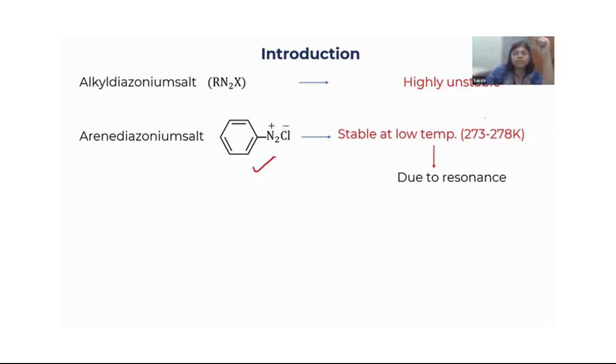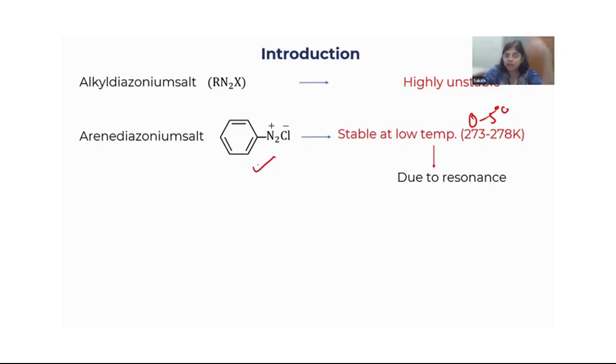What is 273 to 278 Kelvin? That is 0 to 5 degrees Celsius. And even in the laboratory, the reaction is done under cold conditions to prepare the benzene diazonium chloride. We take all the reactants, mix them, and put it in an ice bath. Then only this reaction can happen, because low temperature makes the product stable.